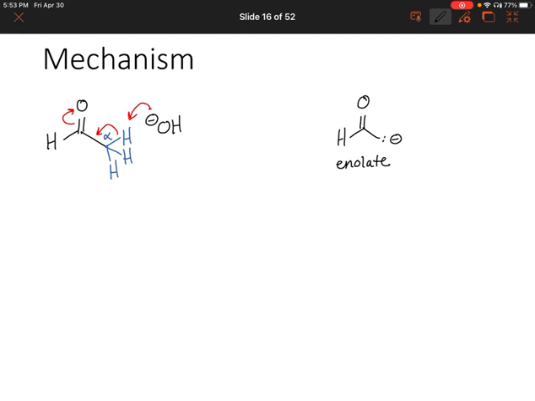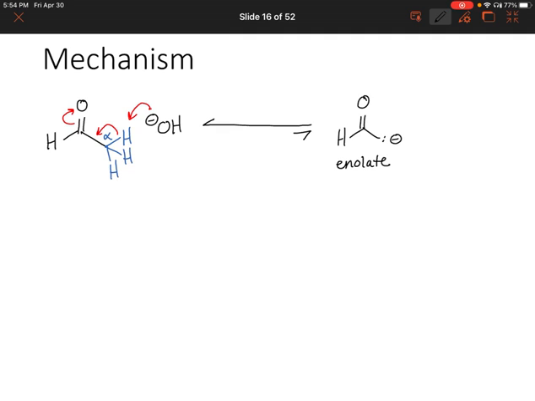Now, the aldehyde is actually going to be favored over the enolate. So if we draw equilibrium arrows, we're going to draw a really large arrow going towards the aldehyde and a really small arrow going towards the enolate. However, as we start forming product, we can remove it to favor the products.